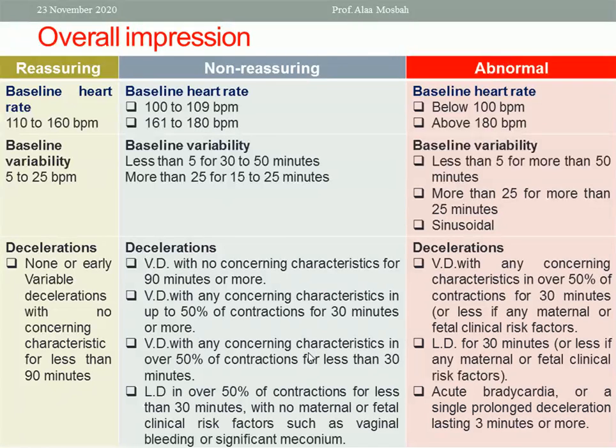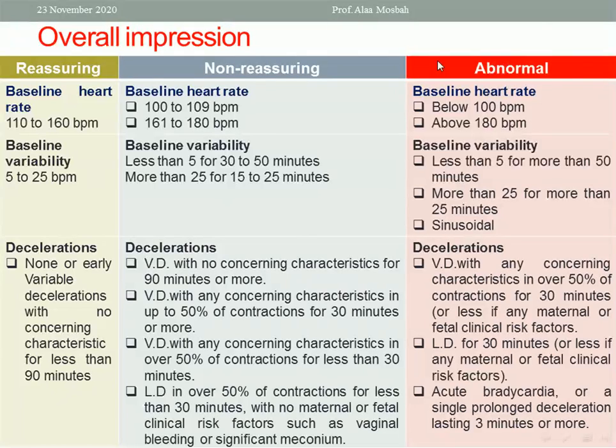Or variable deceleration with any concerning characteristic in up to 50% of contractions for 30 minutes or more. Or variable deceleration with any concerning characteristic in over 50% of contractions for less than 30 minutes. Or late deceleration in over 50% of contractions for less than 30 minutes with no maternal or fetal clinical risk factor such as vaginal bleeding or significant meconium. This is a non-reassuring or suspicious one.